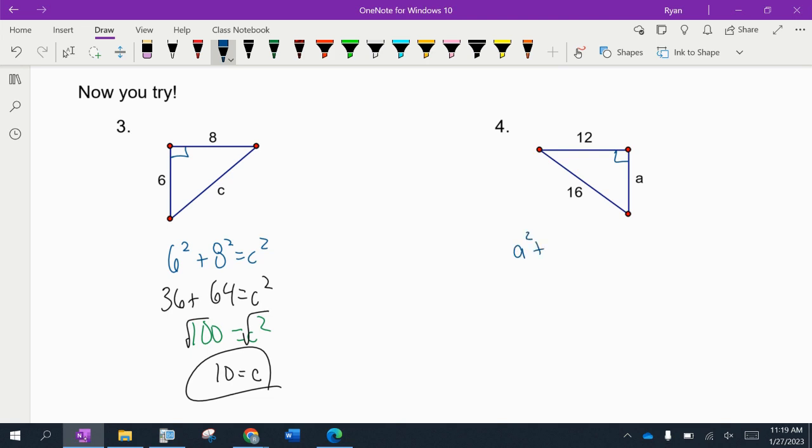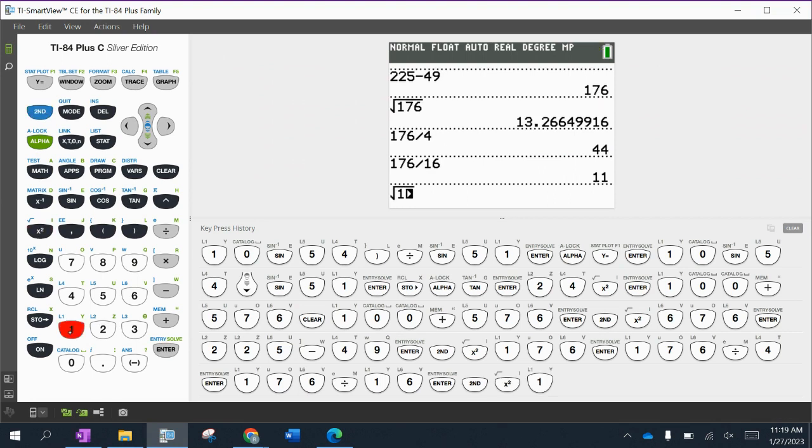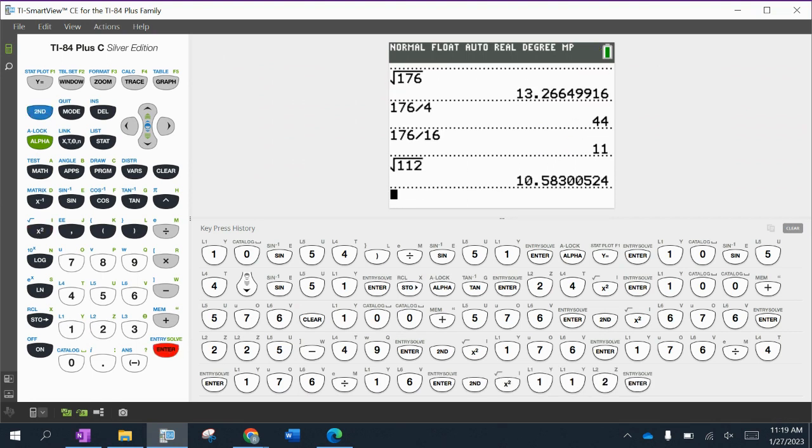I would say a squared plus 12 squared is equal to 16 squared. And these have to be squared in order to work. So a squared plus 144, 16 squared is 256. Now subtract 144 from both sides. We get 112. Square root of 112 comes out to a decimal.